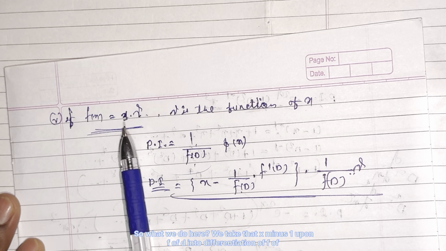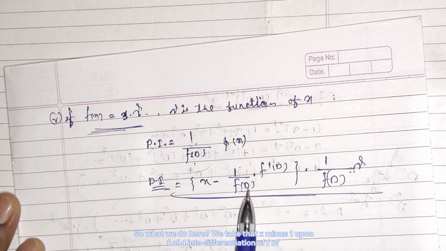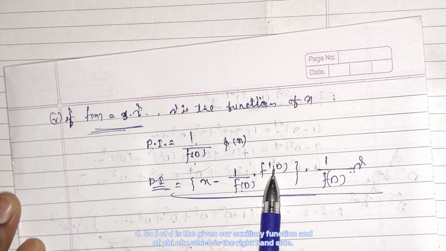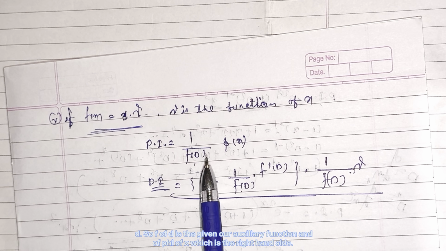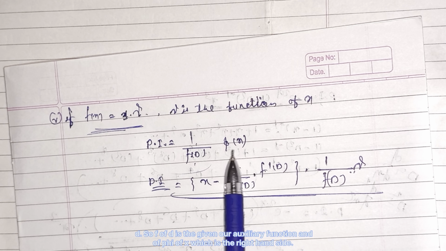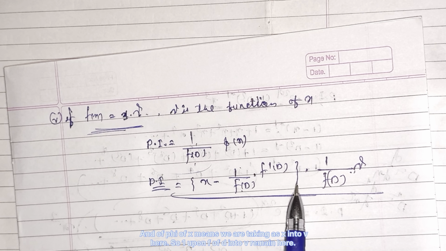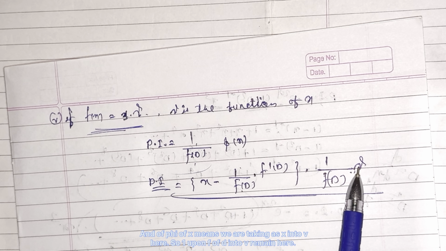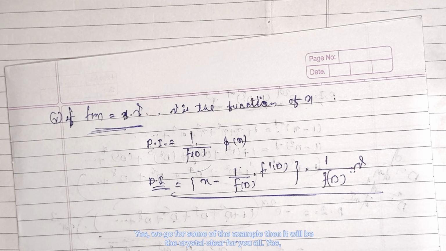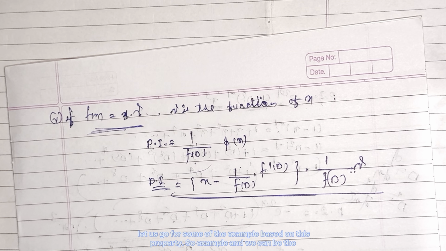So we take x minus 1 upon f of D into the differentiation of f of D. Here f of D is our given auxiliary function, and phi of x is the right hand side, which we are taking as x into v. So 1 upon f of D into v remains here. Let's go for some examples based on this property, then it will be crystal clear. Here v can be any function, like trigonometric, exponential, or any other function.